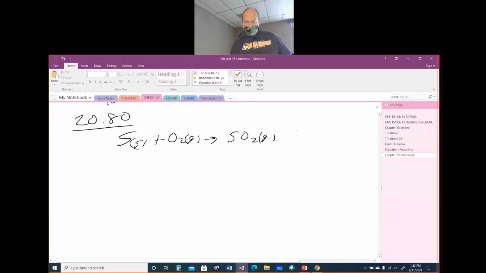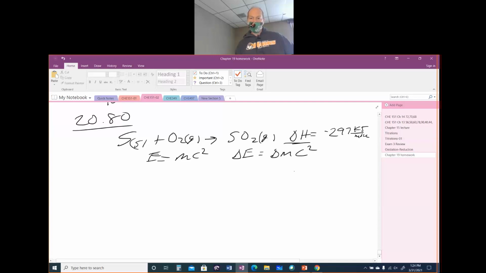That is a balanced chemical reaction, not a nuclear reaction. You have your products minus reactants. You find your delta H for this reaction. It is negative 297 kilojoules per mole. That is a typical exothermic reaction for a chemical reaction. So the question is, what is the change in mass? We say there's a conservation of mass. There is not. We have Einstein's equation, E equals mc squared. So the change in energy, which is your delta H, is equal to your change in mass times c squared.